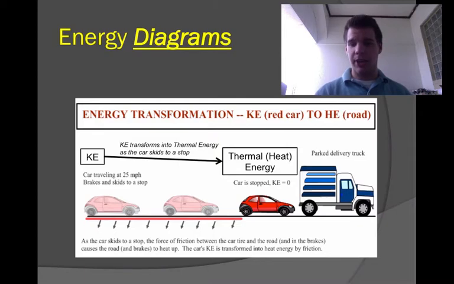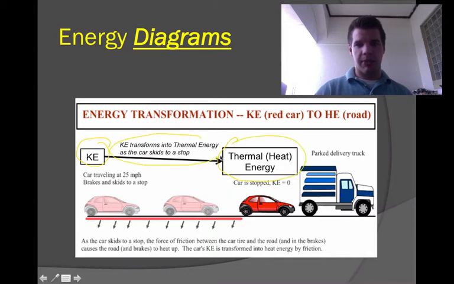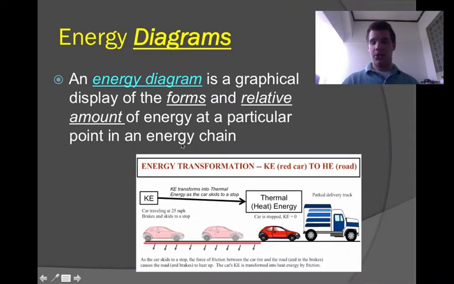An energy diagram, instead of being limited to just seeing the types of energy that you have at certain points and then the transformations that happen between those types, displays both the forms of energy, so we still see it has KE or thermal energy or GPE, but it also displays the relative amount of energy at a particular point in the energy chain. These are really valuable because now we can start to distinguish how much of each type there is.